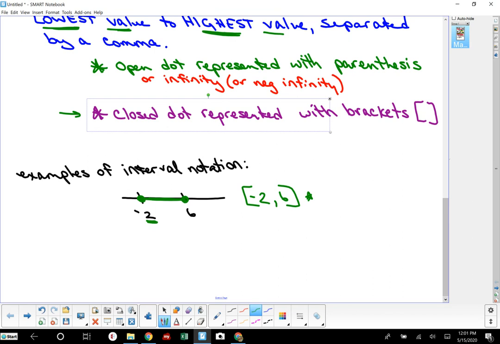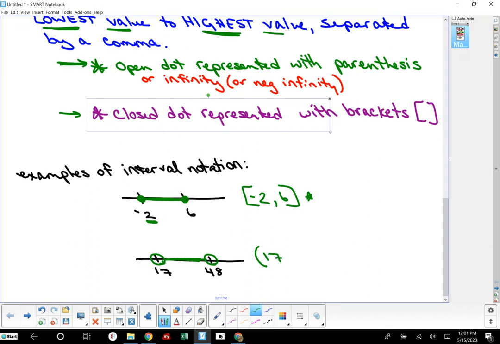Okay, let me do another one. We're going to do a bunch of these, and then we'll get back to actually doing a problem. So if we have a 17 and a 48, it does not matter how far apart these things are, and we have open dots on both of them, then we're going to have a parenthesis, because up here, open dots in green are represented with parentheses.